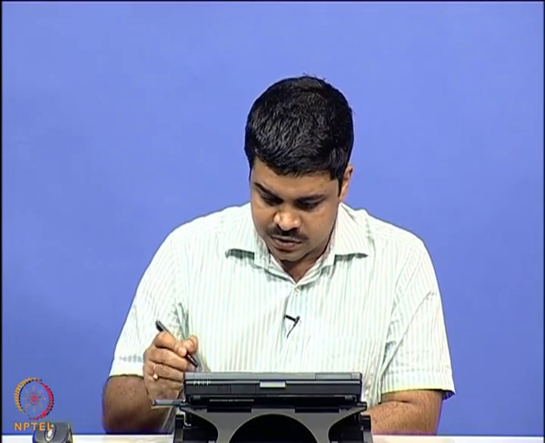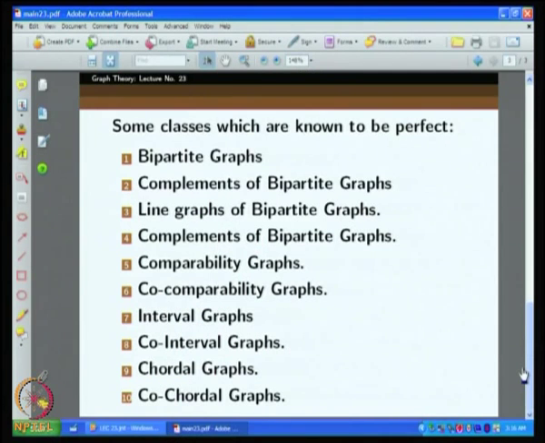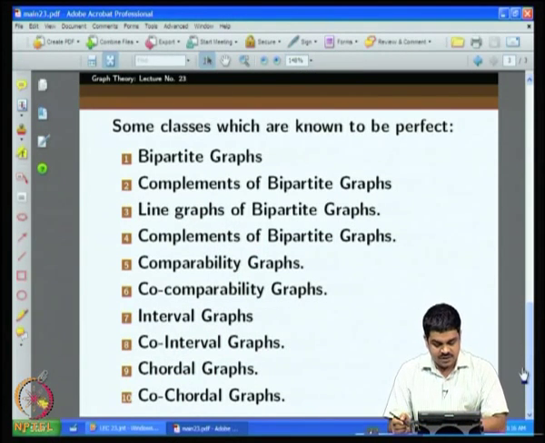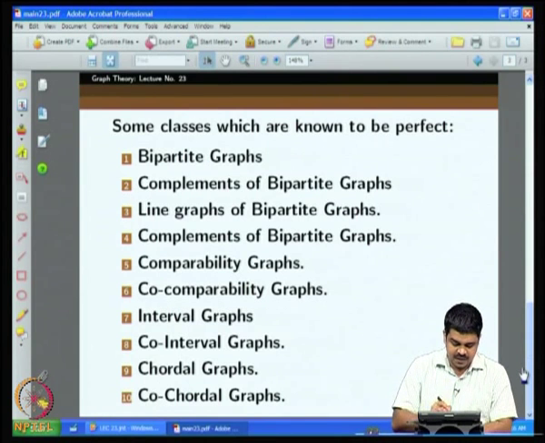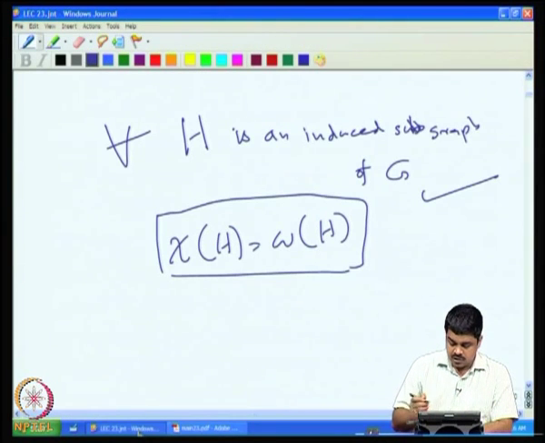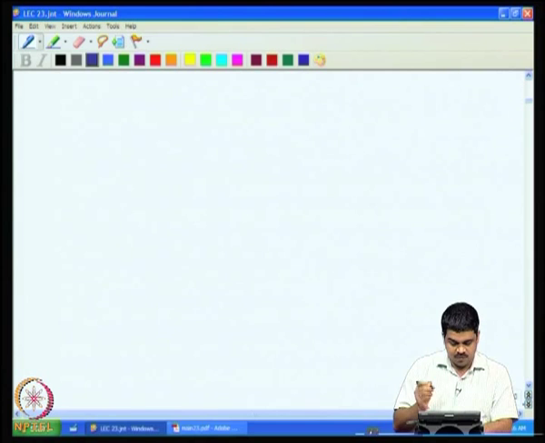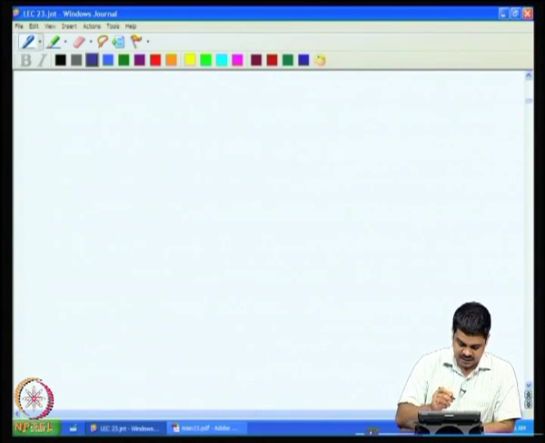From the next slide I will show, I have listed around 10 classes which come under the class of perfect graphs. Maybe the most important among them can be bipartite graphs, because that is probably the most well known, and we know it very well, right, bipartite graphs.